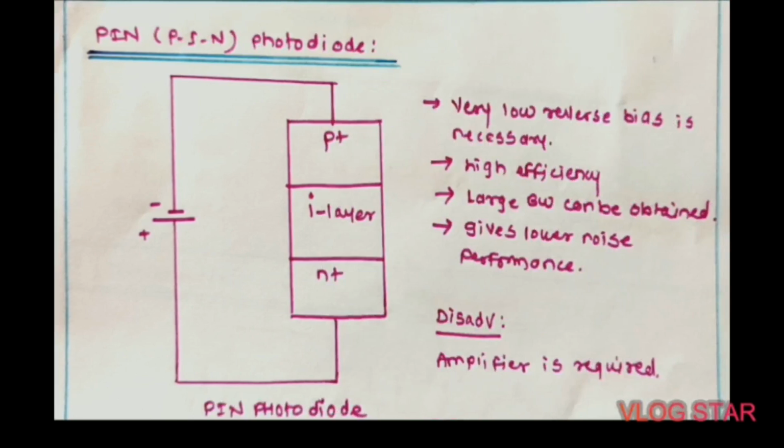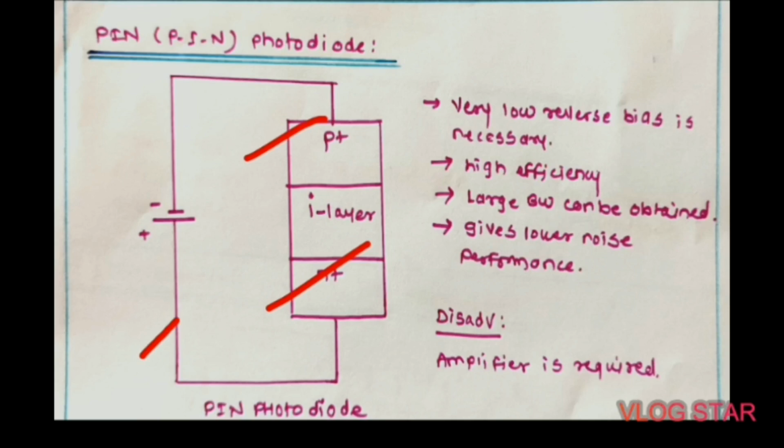The second type is the PIN photodiode. As the name indicates, this diode consists of an undoped intrinsic layer which is placed between two highly doped regions, P plus and N plus. It gives improved performance as compared to the conventional photodiode. Let's see how it gives improved performance. In the first part we are going to study the construction, and in the second, the working.